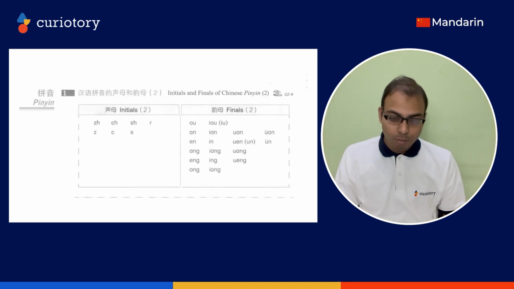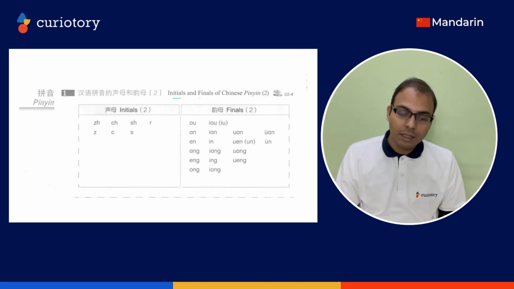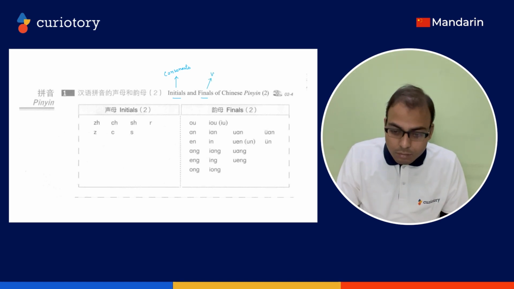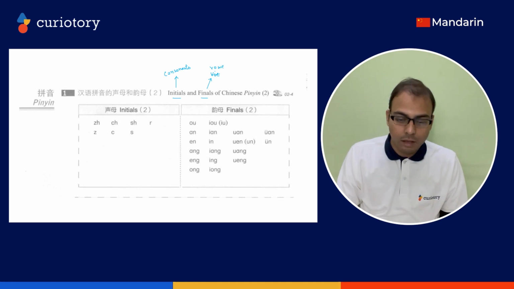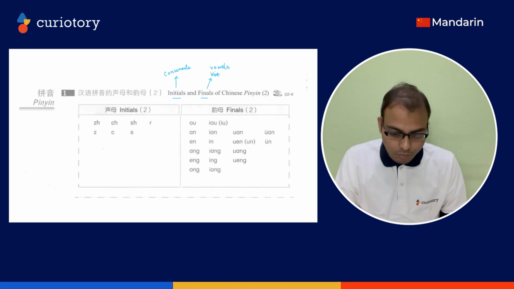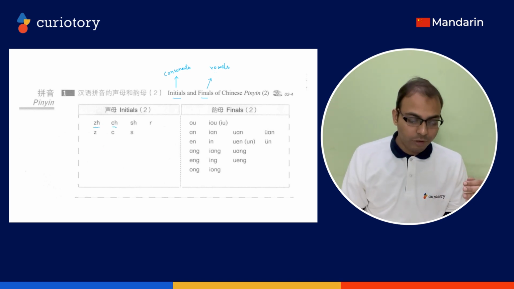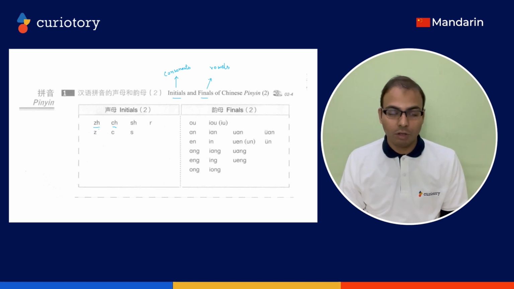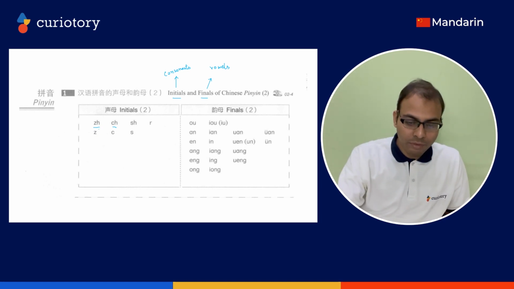Now let's get to a very important part of Chinese phonetics, okay, which is initials and finals. We have learned that initials are like consonants and finals are like vowels of Chinese. Okay, now there are some initials and some finals. We will learn how to pronounce them. Okay, now the first initial about which we are going to learn here is ZH. Okay, so how to pronounce ZH?